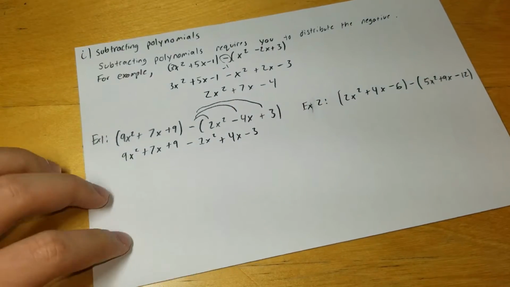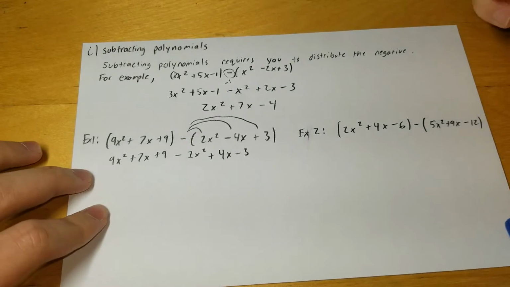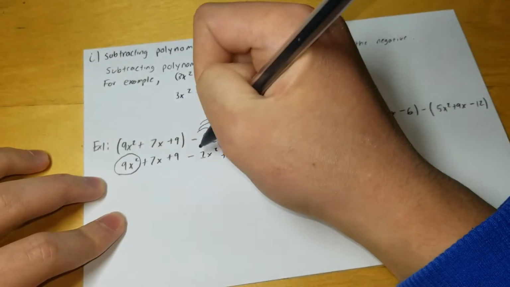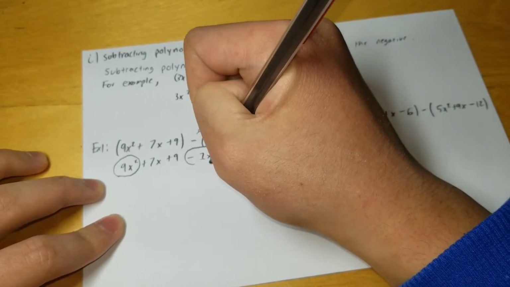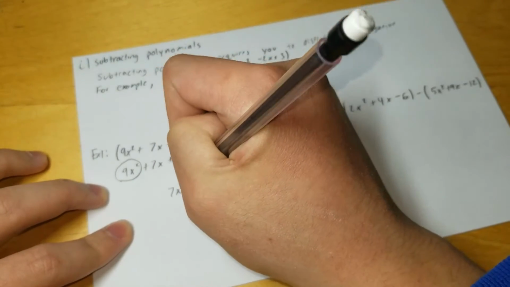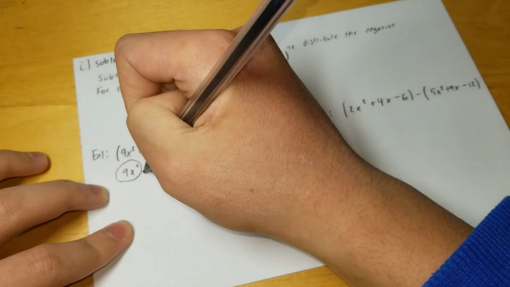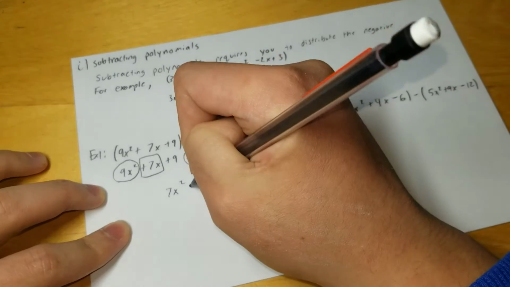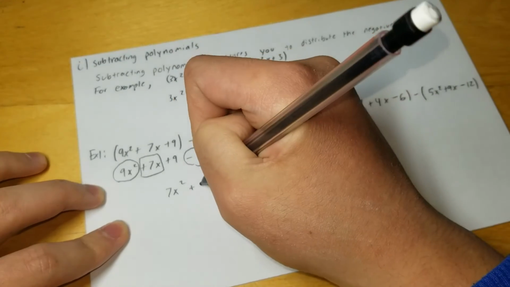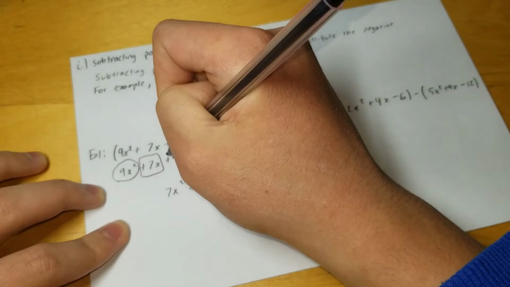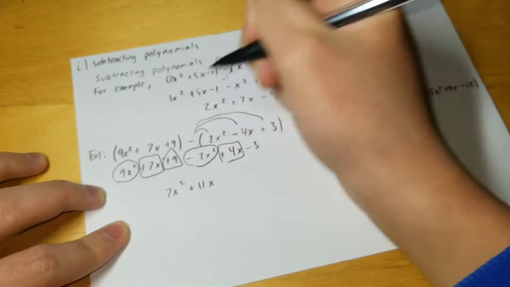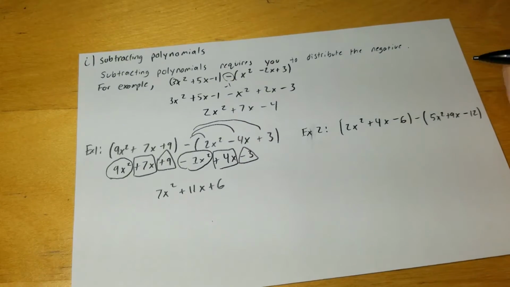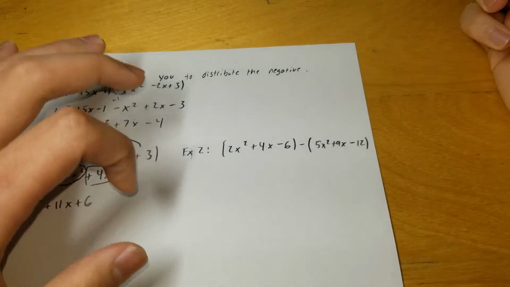Once again, combining like terms, it's similar to adding polynomials. So let's change it up this time, circle. Then negative 2x. So 7x squared. And then this one, 7x. And then 4x plus 11x. And then this one, 9, negative 3. So plus 6. That would be the answer for example 1. Example 2.